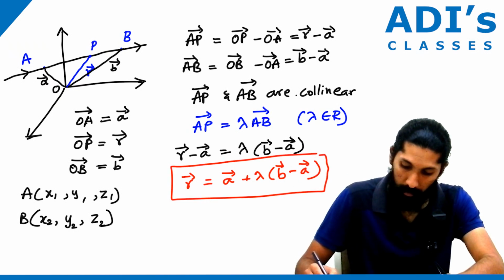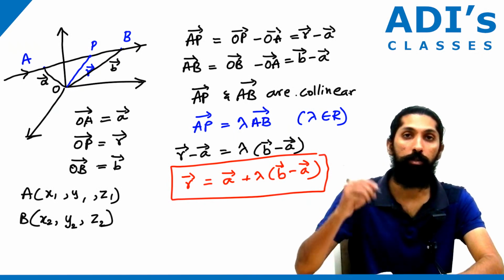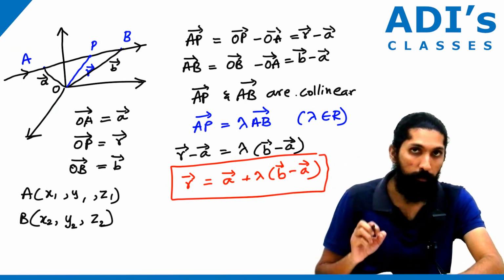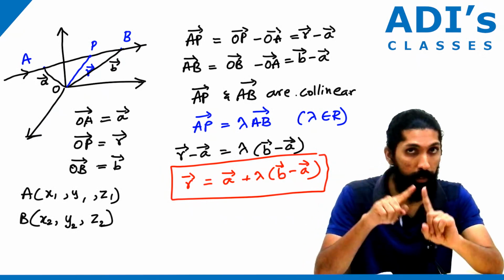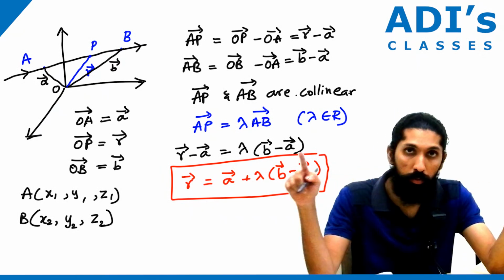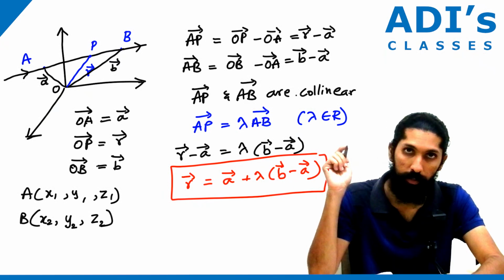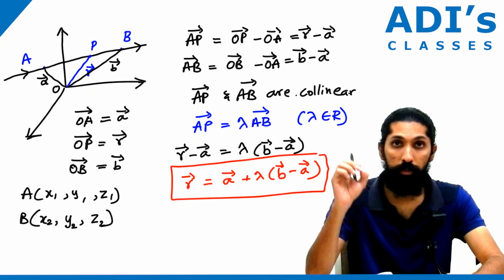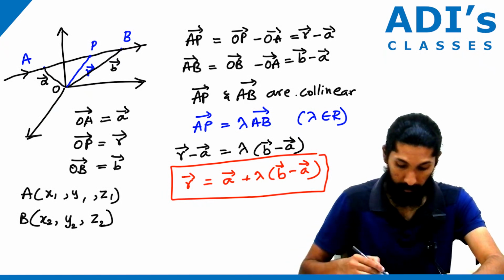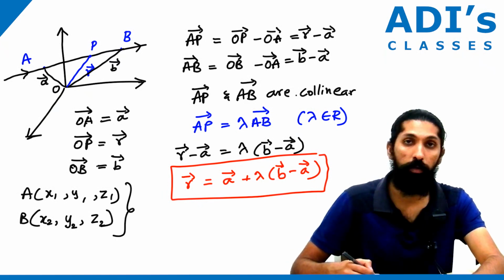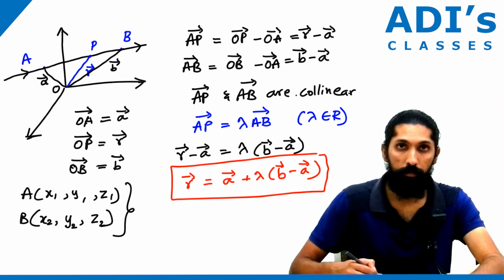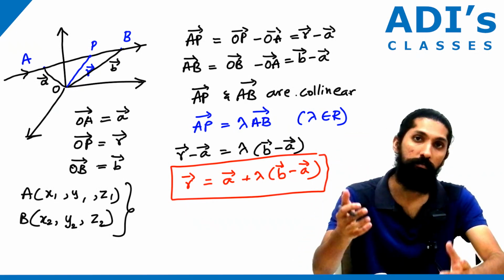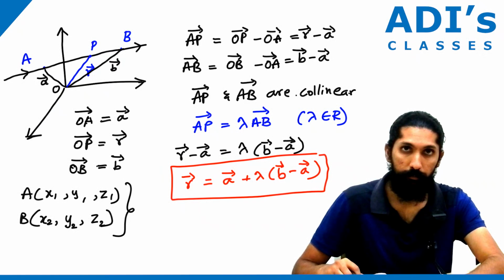This is the formula. R is equal to A plus lambda into B minus A. This formula gives the equation of the line in vector form passing through 2 given points. Fair enough? Now we'll do the same thing for the Cartesian form. That means what if the line is passing through these 2 points? See, x1, y1, z1, x2, y2, z2. Now we'll do that particular derivation. It's very simple. We'll take the same thing, just substitute it. All right. See, what do you have?